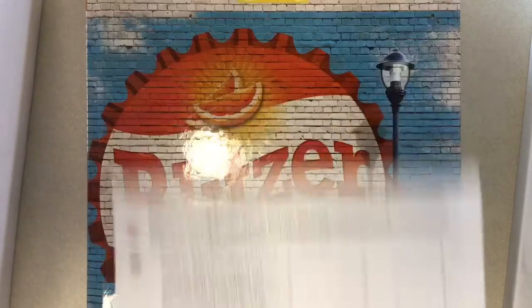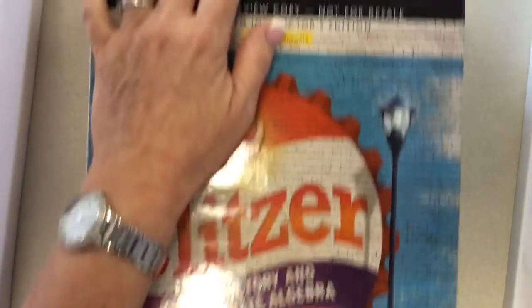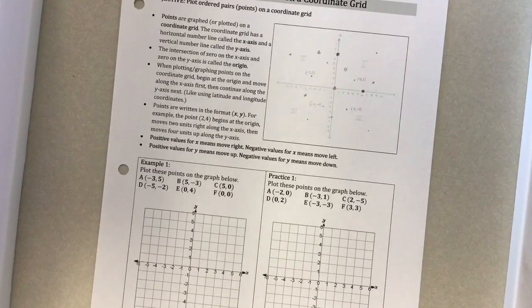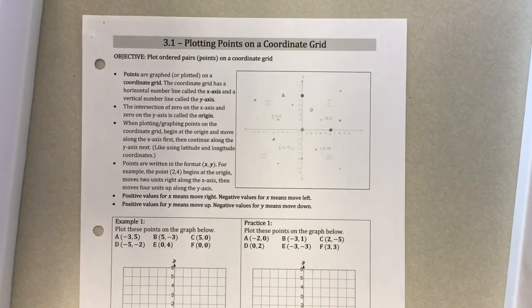Okay, this lesson is from Blitzer, Introductory and Intermediate Algebra for College Students, Chapter 3. The first section that we're going to go over today is going to talk about how to plot points and lines, including vertical and horizontal lines, on a coordinate grid.